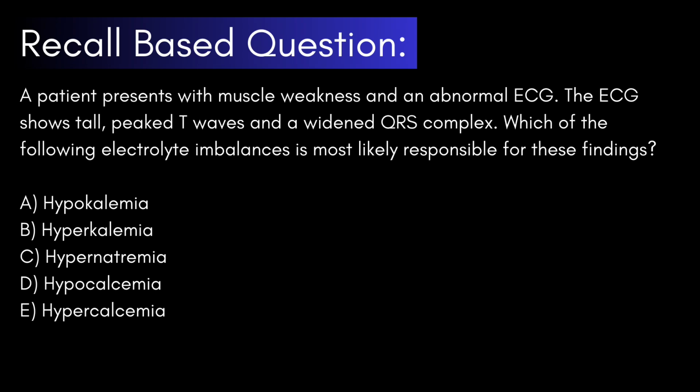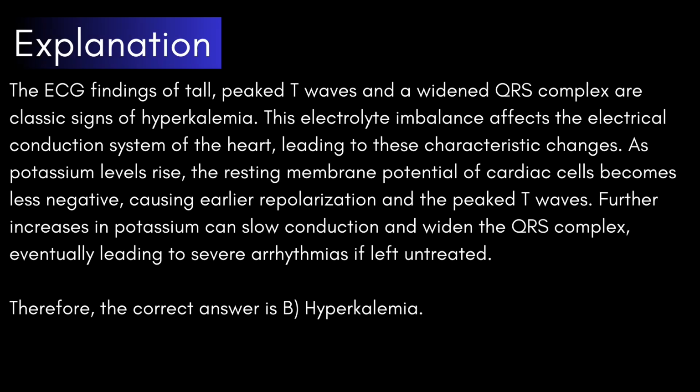All right, I think I gave you guys enough time here. I'm going to move on to see what the correct answer is and what the reasoning behind it is. If you need more time, feel free to pause the video. Otherwise, moving on now. The ECG findings of tall peaked T waves and a widened QRS complex are classic signs of hyperkalemia. This electrolyte imbalance affects the electrical conduction system of the heart, leading to these characteristic changes.